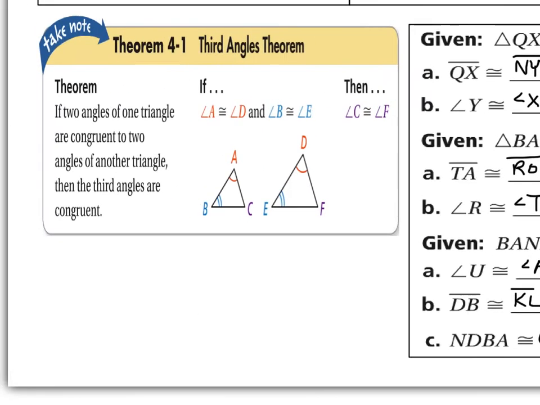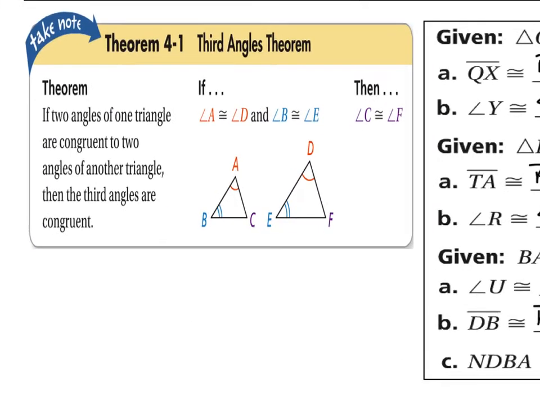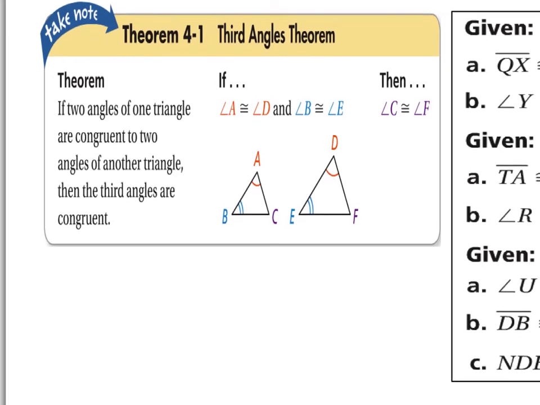All right, next, let's take a look at what we call the third angles theorem. We're going to put this in your tool belt. The third angles theorem talks about if two angles of one triangle are congruent to two angles of another, then the third angles are congruent.